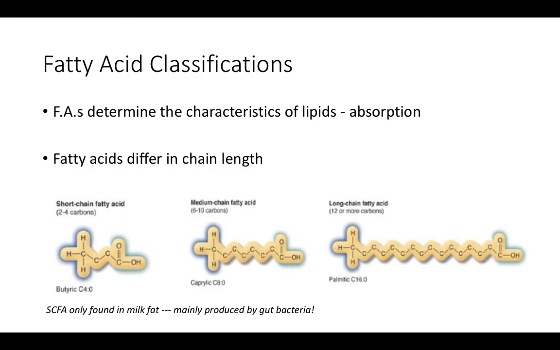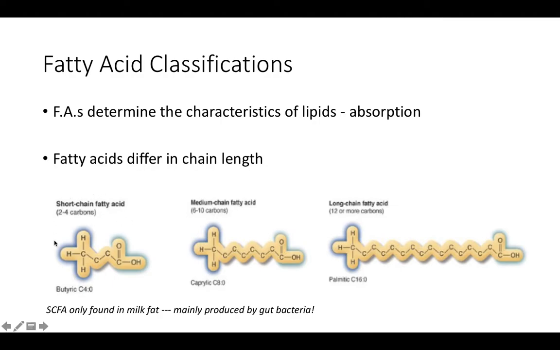When we classify fatty acids, we're classifying them based off of their carbon chain. So down here is the carbon structure, and this determines how the fatty acid operates, especially when we're looking at absorption. Fatty acids are different in chain length, and they're always by 2 carbons. So a short chain fatty acid is anything from 2 to 4 carbons. A medium chain fatty acid is 6 to 10 carbons, and a long chain fatty acid is 12 or more carbons. Now, this is important because we absorb them differently, which I'll talk about in just a second.